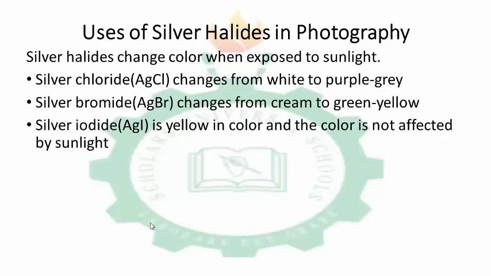And to the uses of silver halide in photography. Silver halides change color when they are exposed to sunlight. When I talk about silver halide, I talk about silver chloride, silver bromide and silver iodide. Silver chloride changes from white to purple grey, while silver bromide changes from cream to greenish to green yellow color, while silver iodide is not affected on exposure to sunlight.